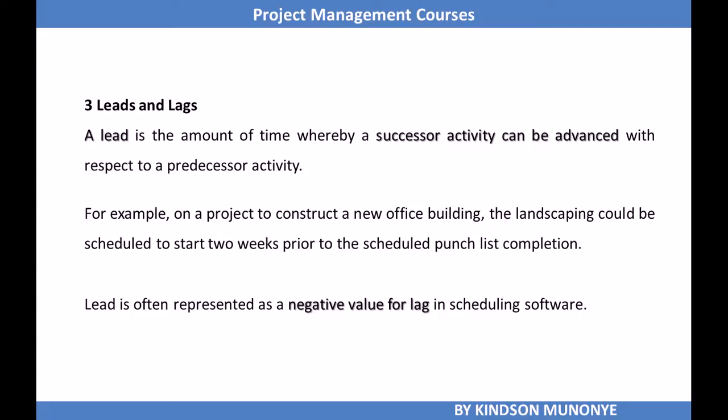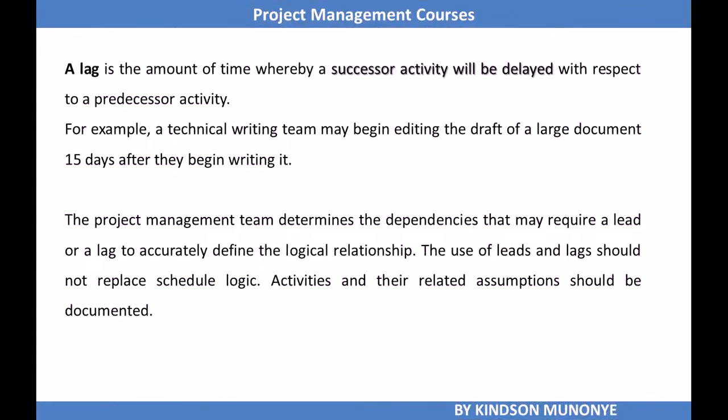Leads are often represented as negative value for lag in scheduling software. A lag is the amount of time whereby a successor activity can be delayed or will be delayed with respect to the predecessor. For example, a technical writing team may begin editing the draft of a large document 15 days after they begin writing it. Or maybe after plastering a wall, you have to wait for 2 days for it to dry before you start painting. So this time that the successor activity has to wait or be delayed is the lag.